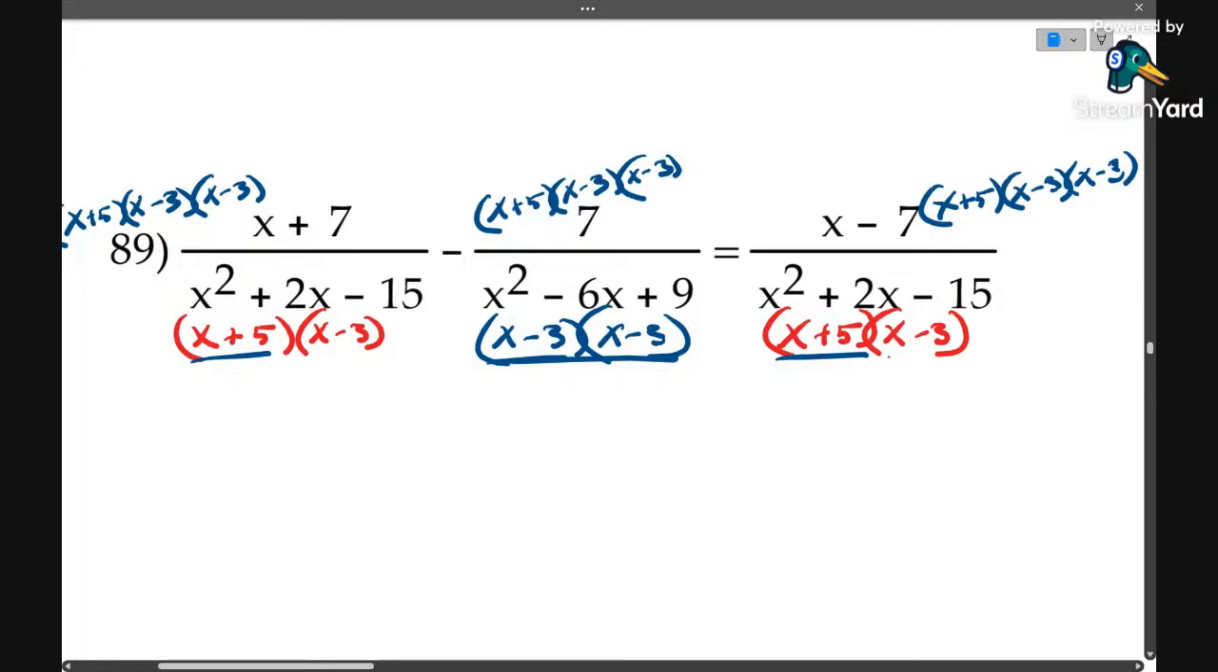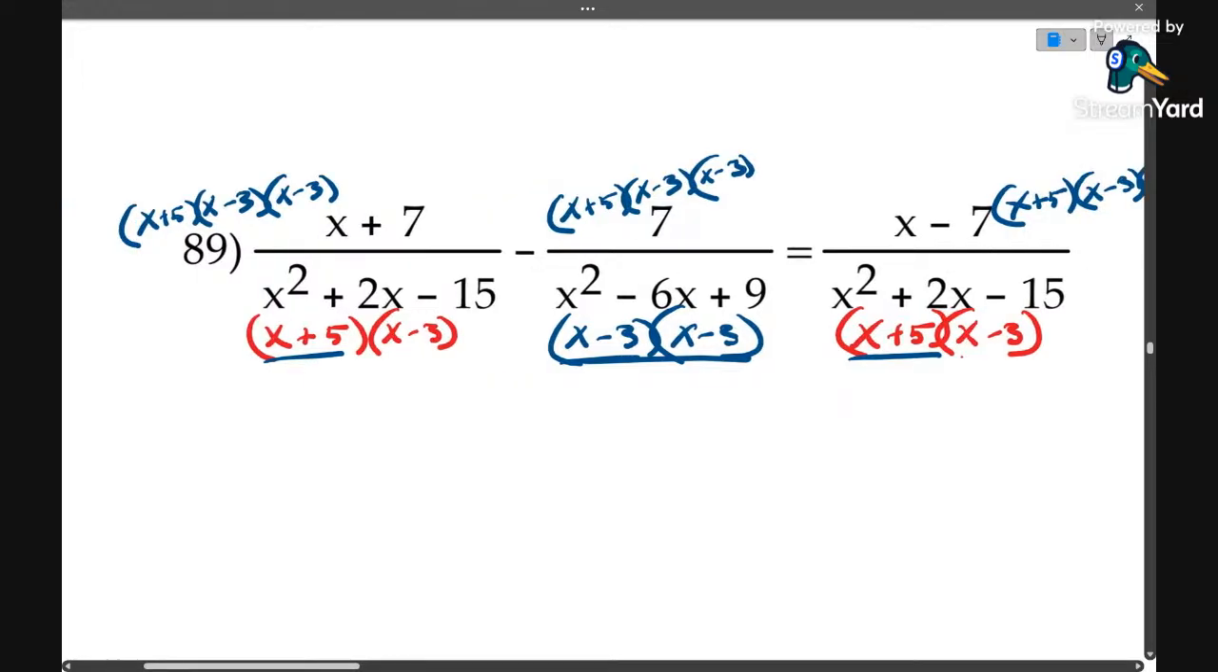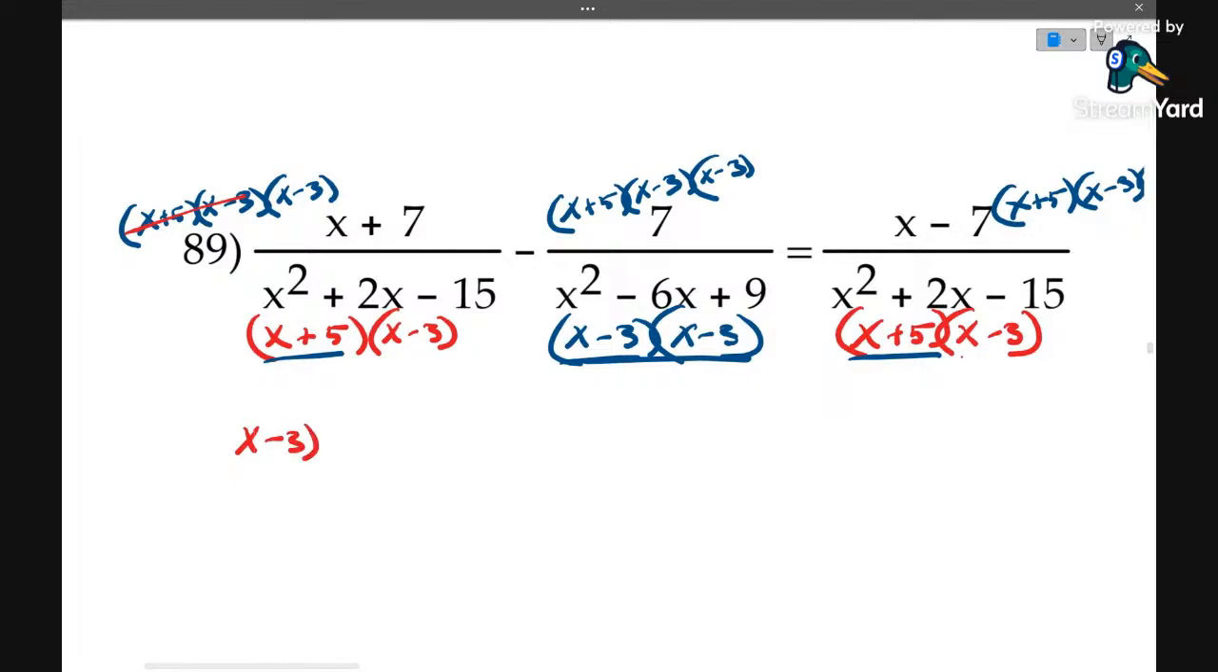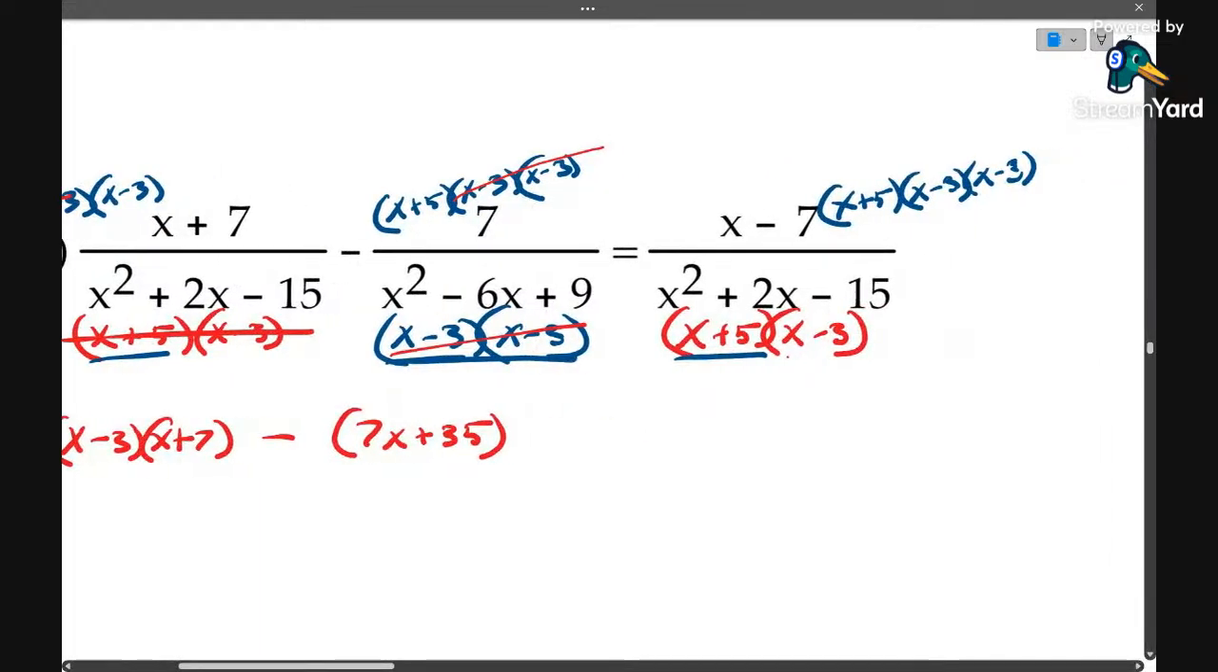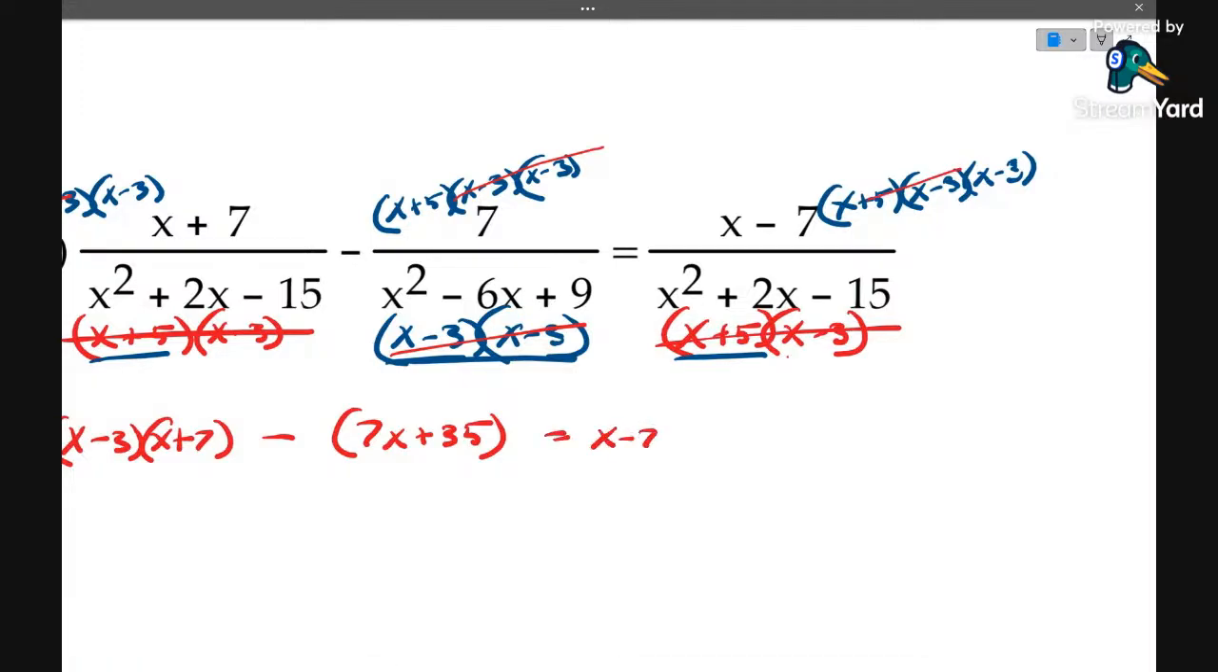Now, 2 of them are going to cancel out for each set. In the first one, x plus 5 and x minus 3 cancel, leaving me with x minus 3, x plus 7, and my denominator cancels. Minus, the minus 3s will cancel, leaving us with 7x plus 35 if we distribute. And then on the end, the plus 5 and one of the minus 3s cancel, leaving us with x minus 7 times x plus 3.